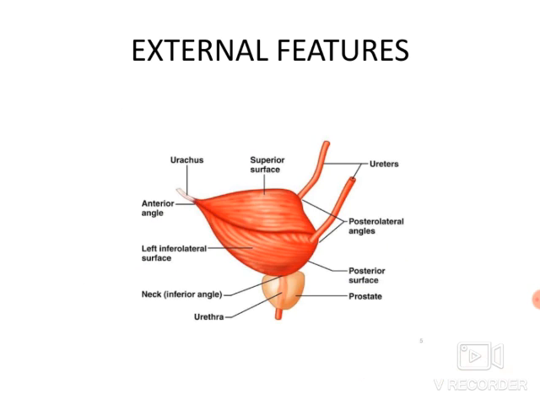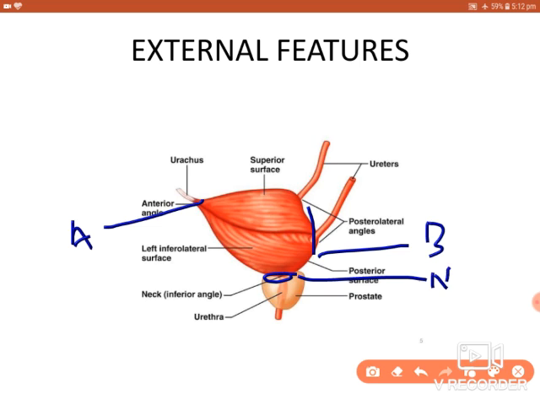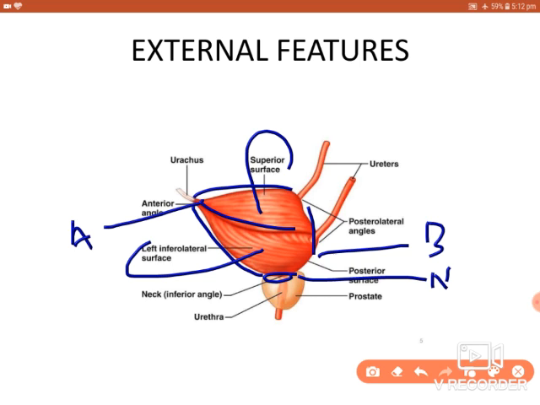So the features here: this is the apex, this part is the base, this part is the neck. This is the superior surface. These are the lateral borders. This is the anterior border. This is the infralateral surface. On the other side, the right infralateral surface is also separated by the anterior border. The base is separated from the superior surface by the upper border. So these are the borders and surfaces of the bladder.